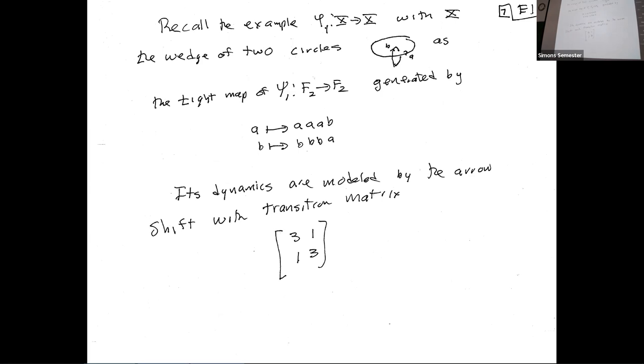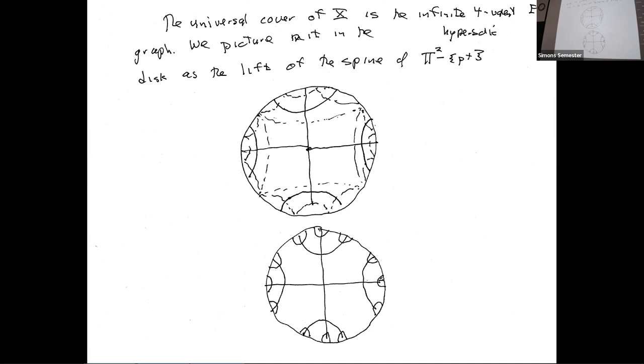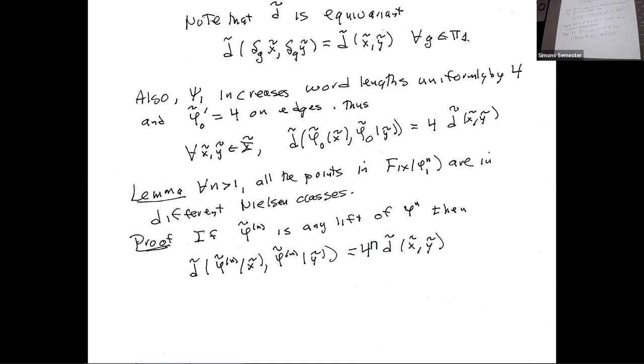Okay, anyway. All right, so the crucial observation then is this: with respect to this equivariant metric in the cover, when you hit it with the lift of the map, the distances are multiplied by four. So it's expanding by a uniform factor of four in this covering space, this infinite valence four.